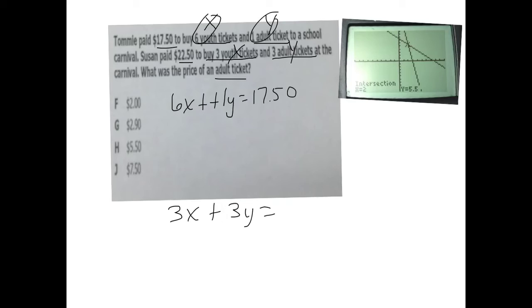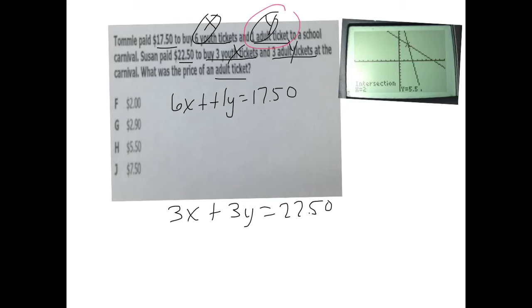So we're going to call one of them X and one of them Y. So this would be 6X plus 1Y equals 1750. This one is 3X's plus 3Y's equals 2250.